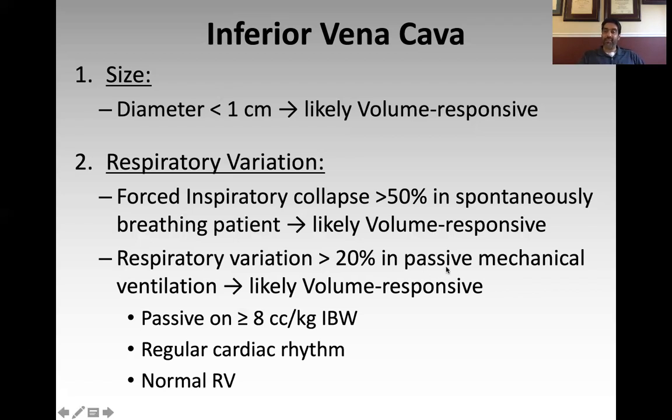One, they have to be passive on the vent, so they cannot be triggering the vent, at least not consistently. Number two, they should at least be on 8 cc's per kilo ideal body weight tidal volume. There are a couple studies that looked at patients who have poor lung compliance who are on 6 cc's per kilo, but in most of the studies, the patients are on 8 cc's per kilo ideal body weight tidal volume. They have to be in a regular cardiac rhythm, and they have to have a normal RV.